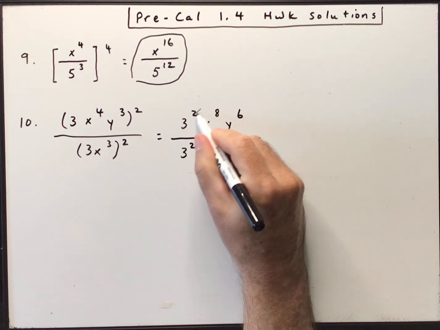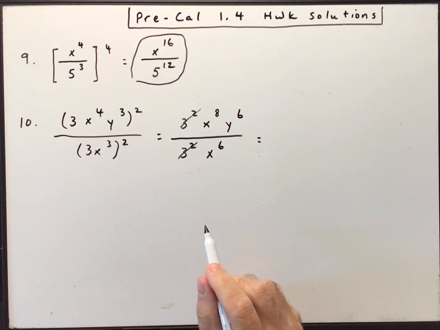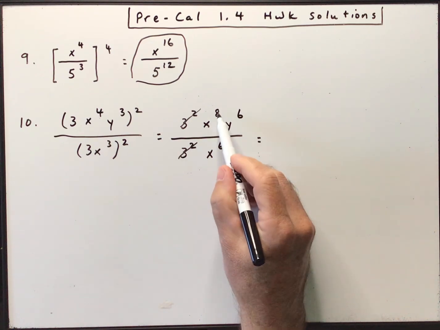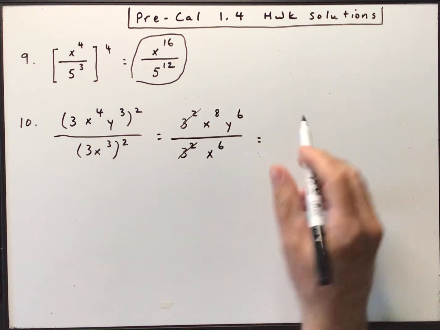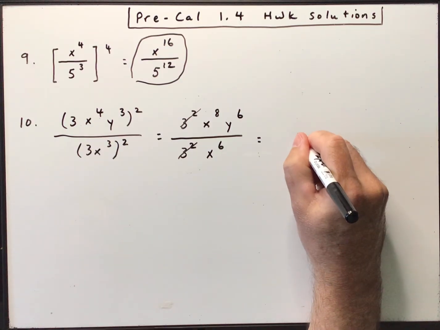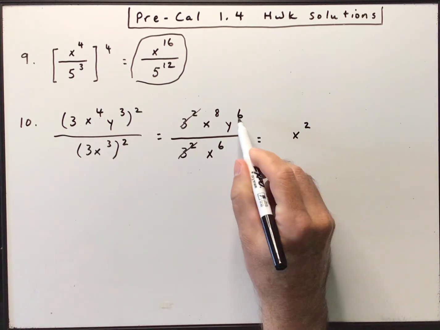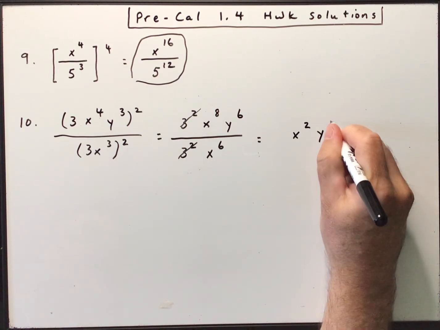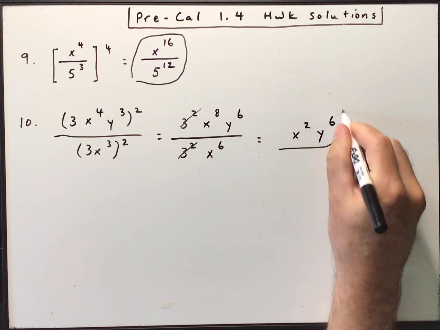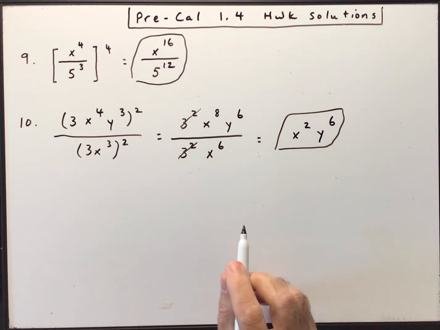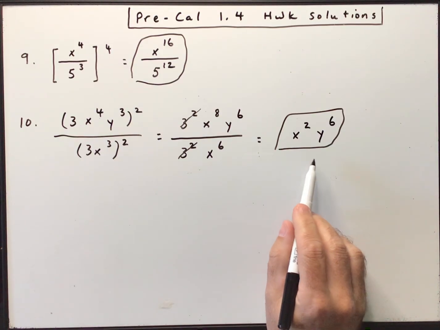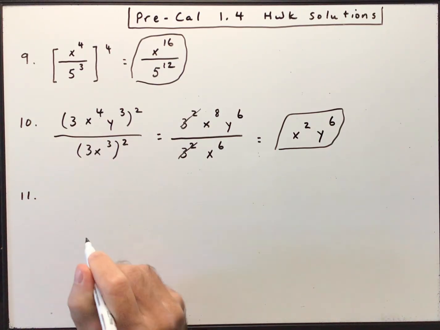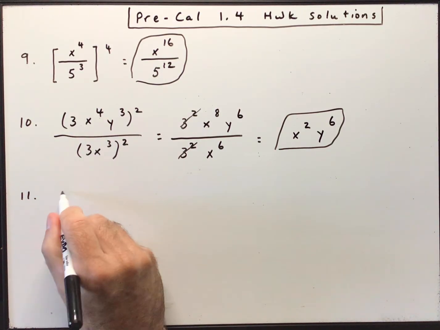So the 3 squared and the 3 squared would cancel out. x to the 8th over x to the 6th, the top is going to win, right? So our final, it's going to be 8 minus 6, which is 2. So you would have x squared on top. And then y to the 6th, there's no y base in the bottom. So y to the 6th. And there you go. So it simplifies down rather nicely there. Okay. No negative exponents.